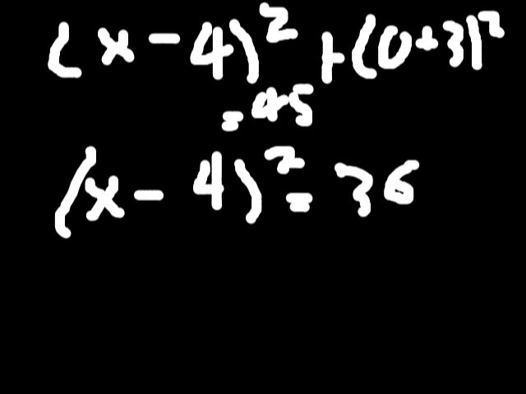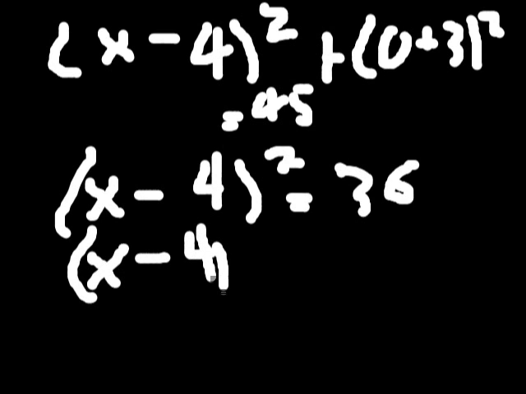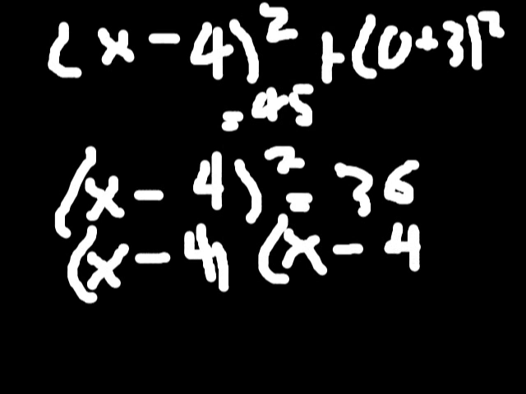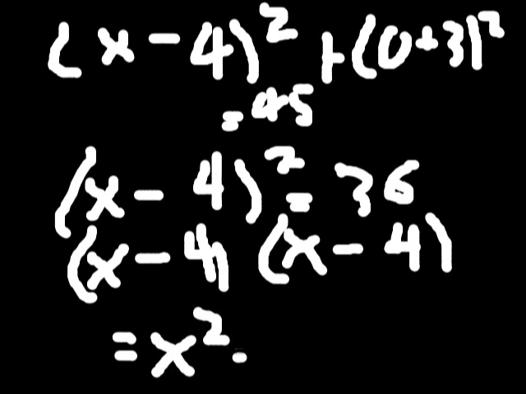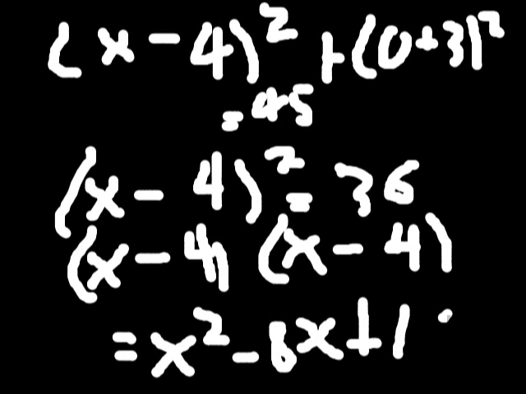Well, I could take the square root here, but that would only find the positive solution, and I want to find both the positive and the negative solution. So I want to FOIL this. FOIL it. So x minus 4 times x minus 4, which will get you x squared minus 8x plus 16.